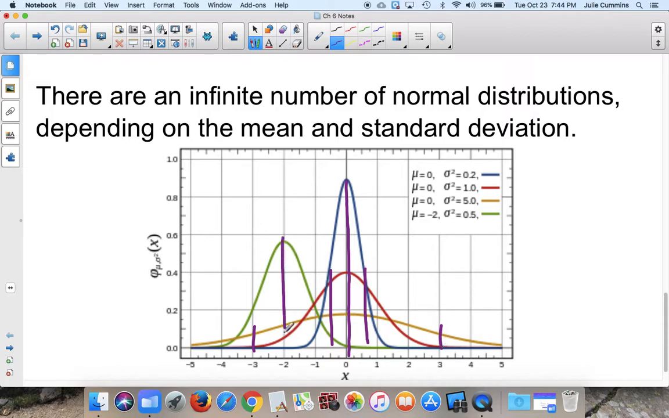Green has a completely different mean, it's way over here. These are all normal distributions. They just have different means and different standard deviations. So depending on whatever you're measuring, your normal distribution might look different, but they still have all the same properties. The area underneath them is 1, and we can calculate probabilities.